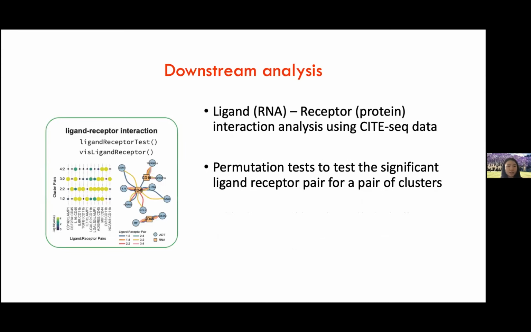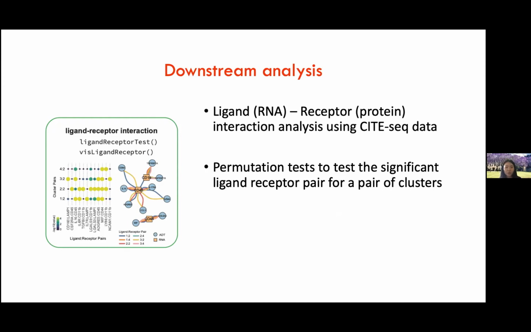And another downstream analysis we implement is the ligand receptor interaction. Since the receptors are mostly proteins, using the cell surface proteins to quantify the receptor expression of cells could be more accurate than using the RNA-seq. So in CiteFuse, instead of using RNA-seq as receptor expression, here we use the protein expression to quantify the receptor expression of the cells to calculate the ligand receptor interaction.